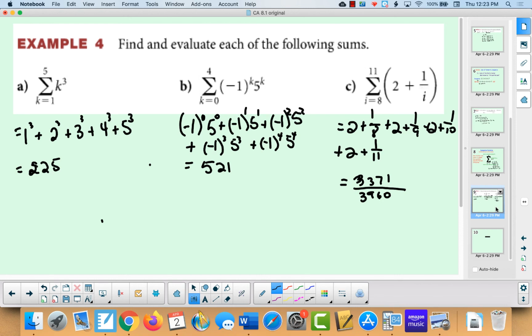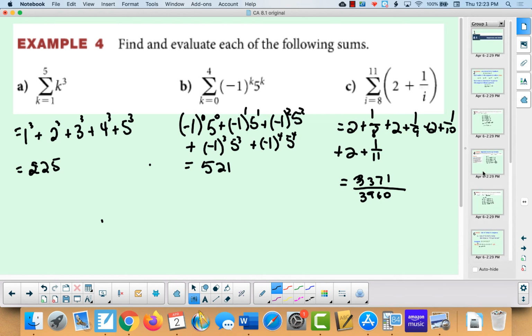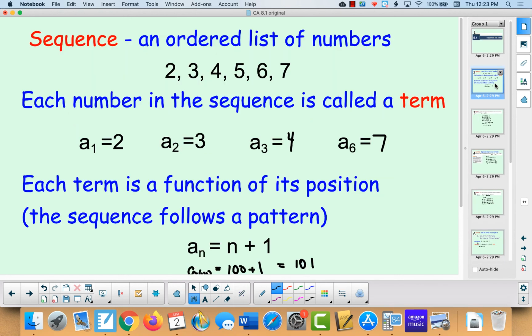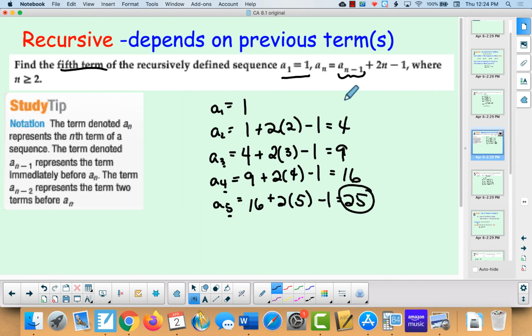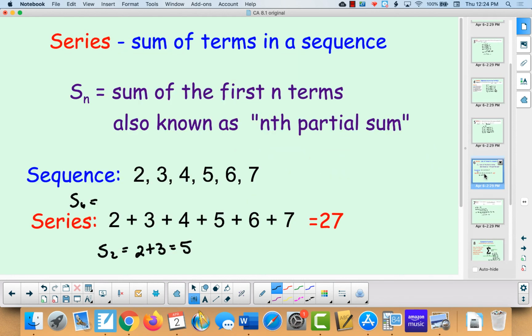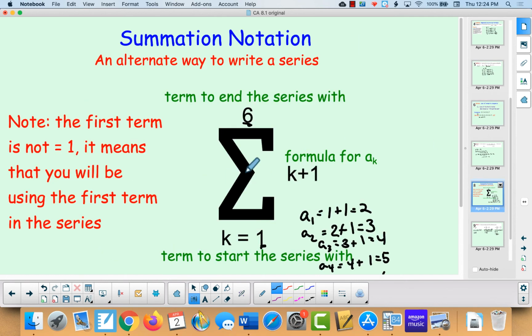So to recap what you need to know for doing your homework assignment: know what a sequence is and how to find each term that they ask for when they list the sequence, know how to find terms of a sequence when they give you a formula, know how to find terms of a sequence when they give you a recursive formula, when it depends on the term before it, and then know how to find a series when you're given a list of numbers for your sequence, and also when you're given the series as summation notation.